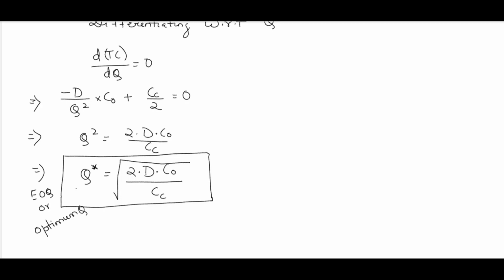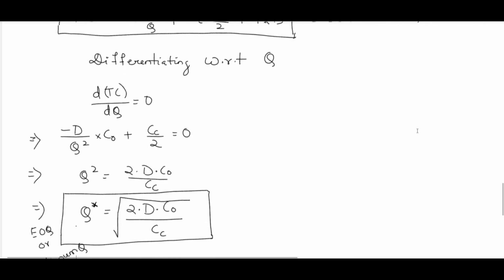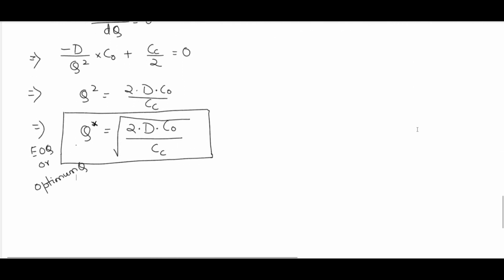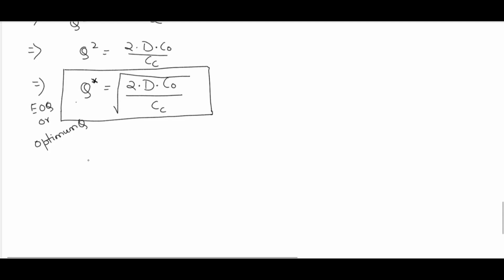Optimum Q. Okay, and another thing I would like to tell you regarding carrying cost. Carrying cost is your CC. Sometimes CC is not given directly. At that time CC is equal to I into P. In some books it is capital I, in some it is small i. You can get it.